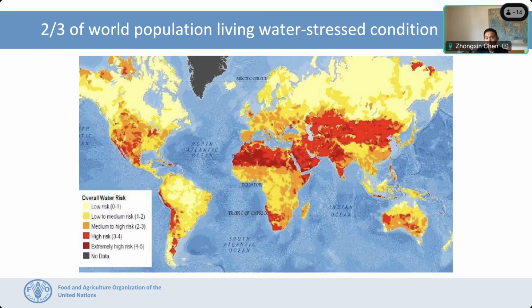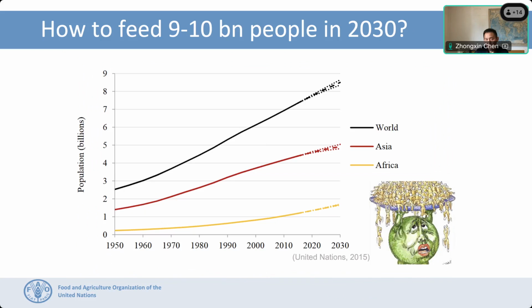Also, water is very important for agriculture. If we have water, we can have agriculture. But the bad news is two thirds of the world population is suffering water stress conditions right now, and that's also true for agriculture. And another aspect is the population.